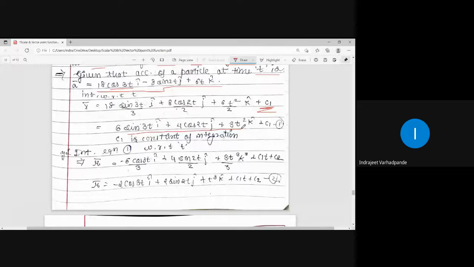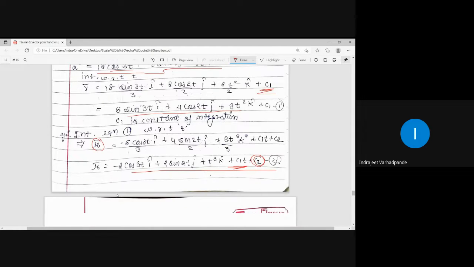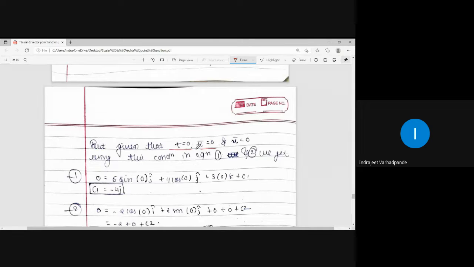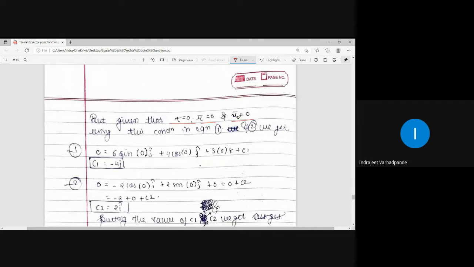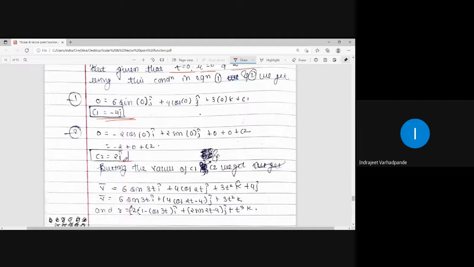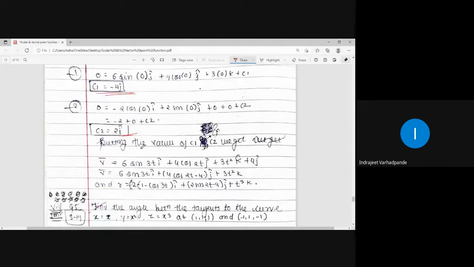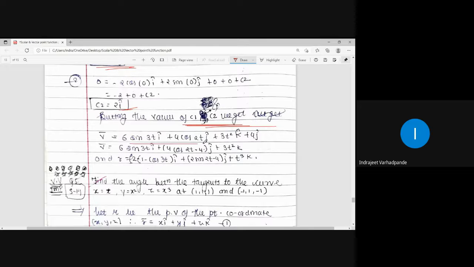Again integrating with respect to t, we get displacement, that is r bar. Simplify, another constant of integration will be added, which is c2, and this will become c1 into t. Now using the condition, when r bar is equal to 0, t is 0 and v bar is also 0, substituting them in equation number 1 as well as equation number 2, sin 0 is 0, cos 0 is 1. Accordingly, you get c1 as minus 4j and c2 as 2i. Combine them together, putting the values of c1 and c2. We get v bar is equal to this value and r bar is equal to this value.